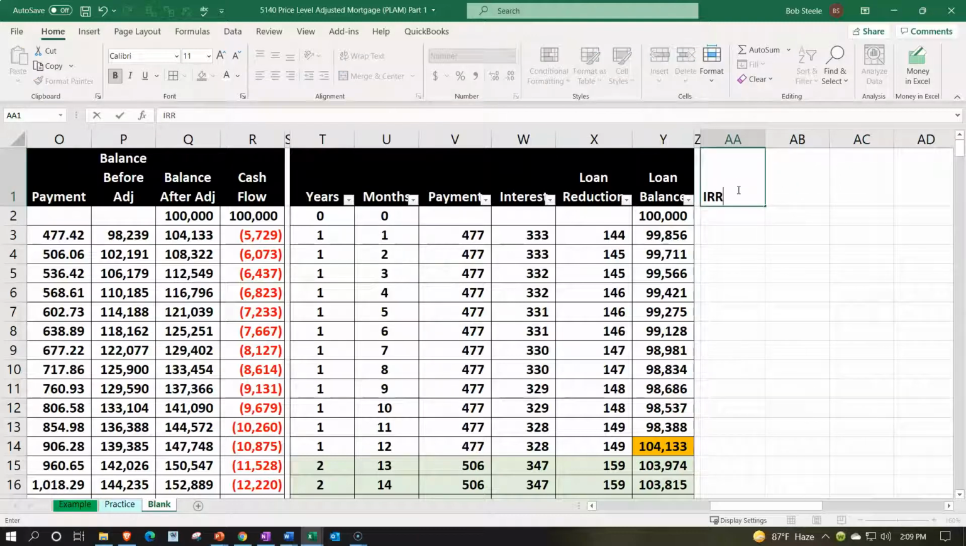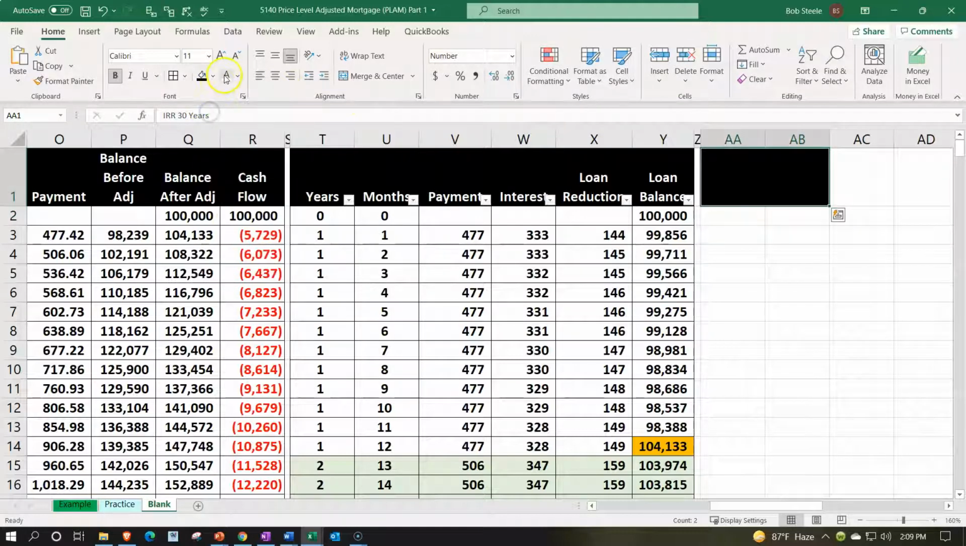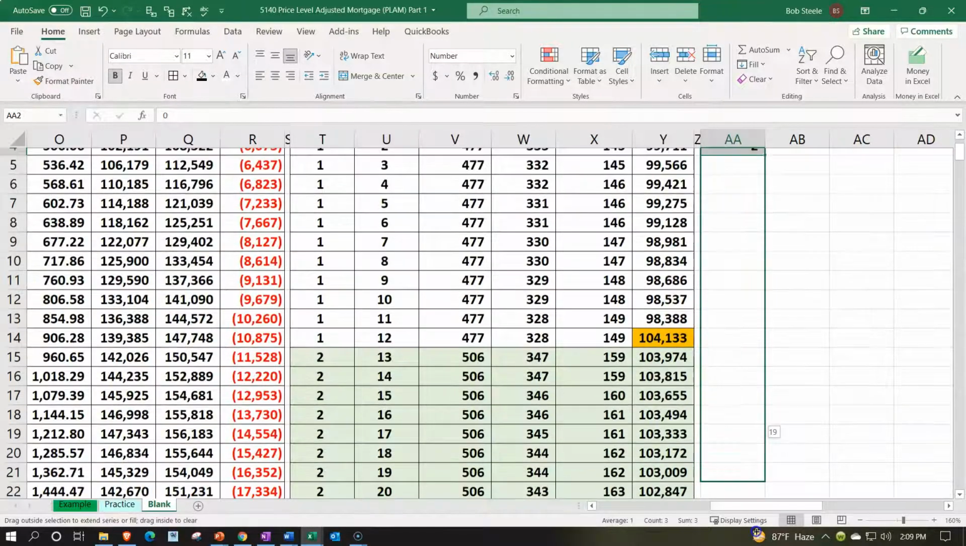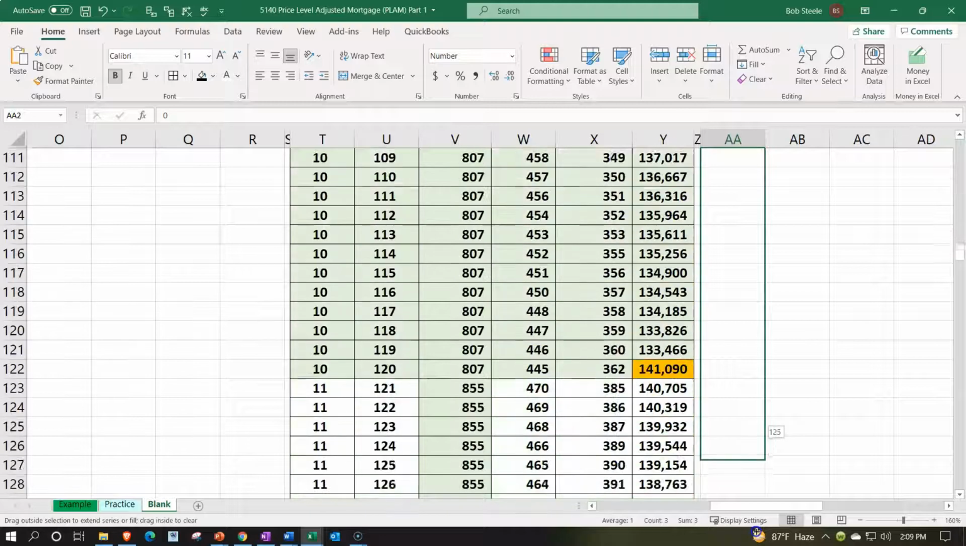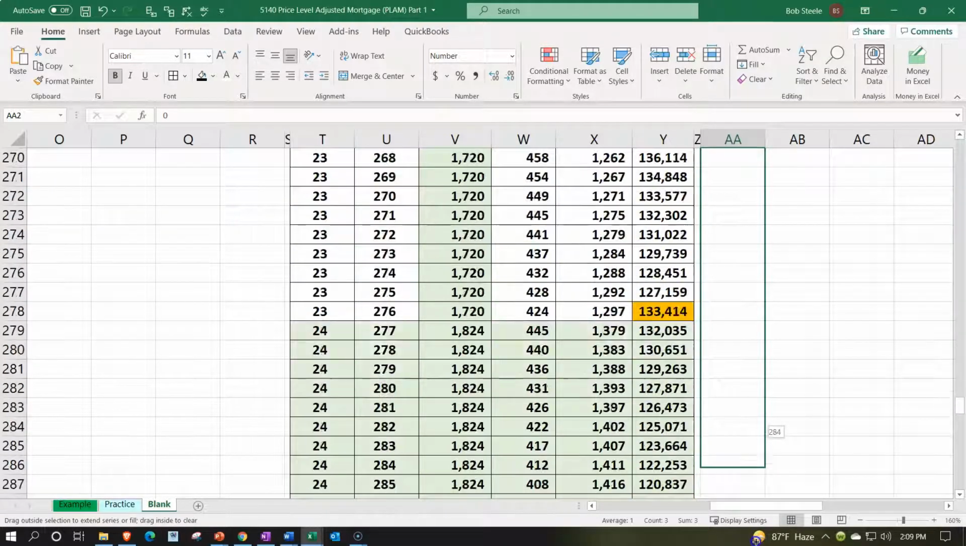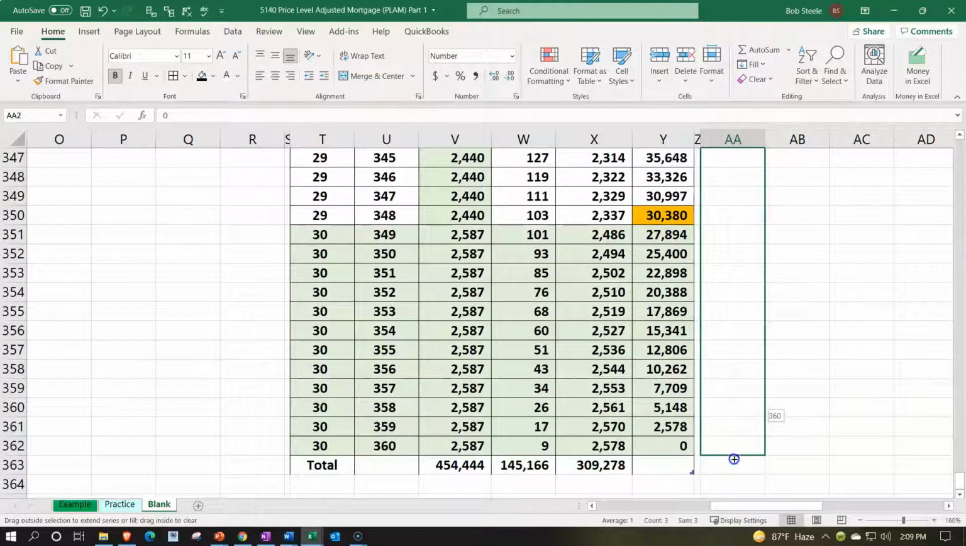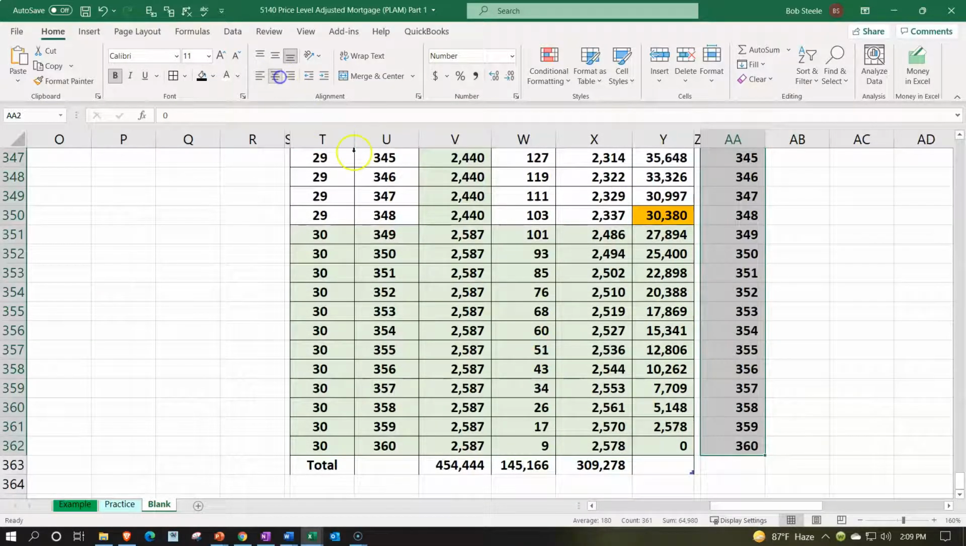So I'll do the same IRR for 30 years. And then we're going to say this is going to be the cash flow. Let's make this black and white as is our customary practice, wrapping it, centering it, and then put our amount 0, 1, 2, selecting those and dragging it on down, 360 payments all the way down, centering that.